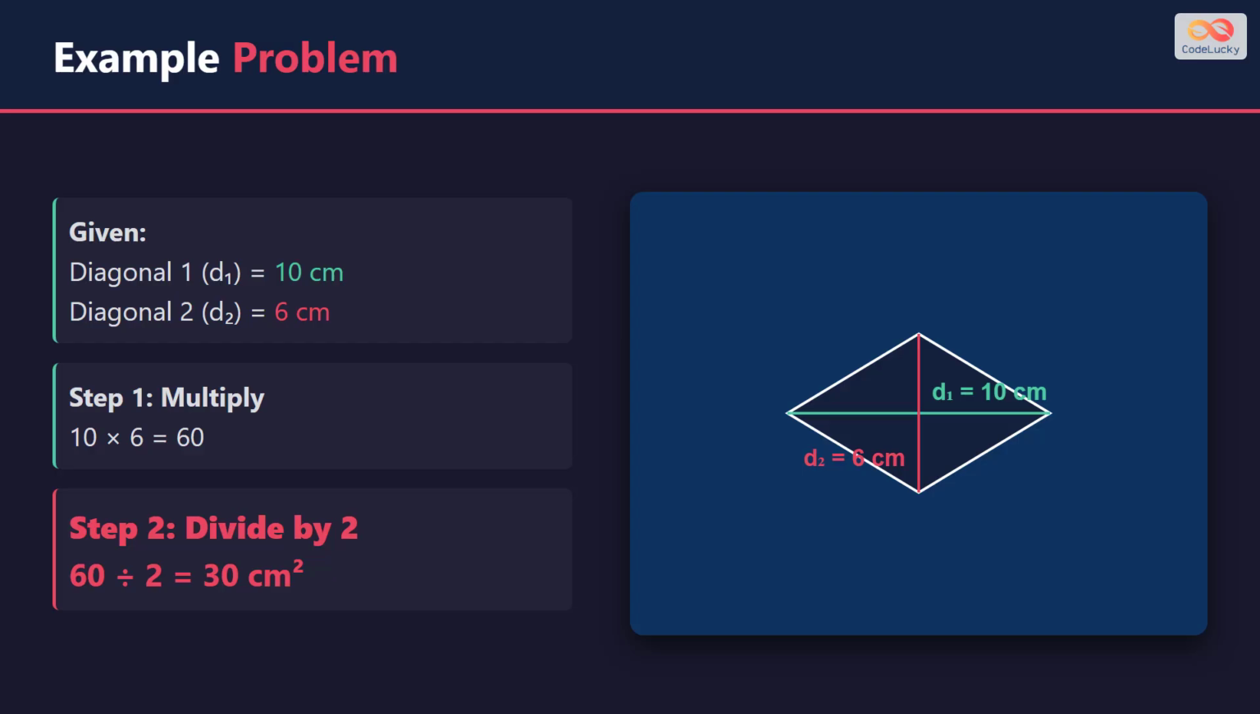Let's try an example problem. Suppose we have a rhombus where the first diagonal is 10 centimeters and the second diagonal is 6 centimeters. First, we multiply 10 by 6 to get 60. Then, we simply divide 60 by 2. The final answer is 30 square centimeters.